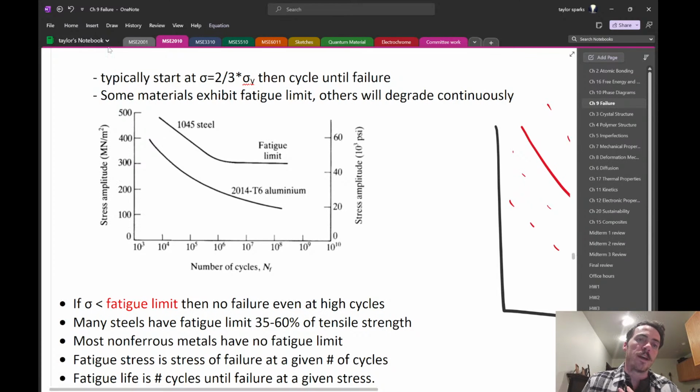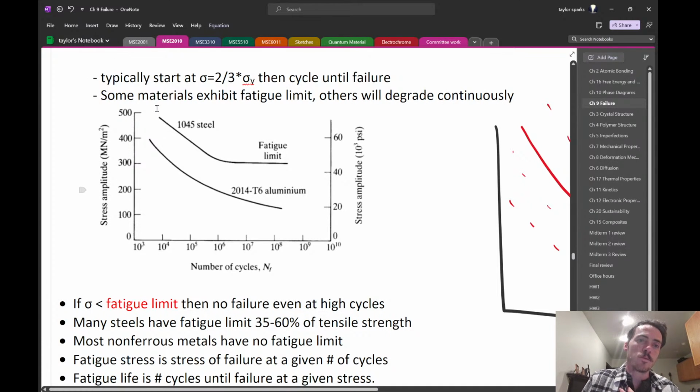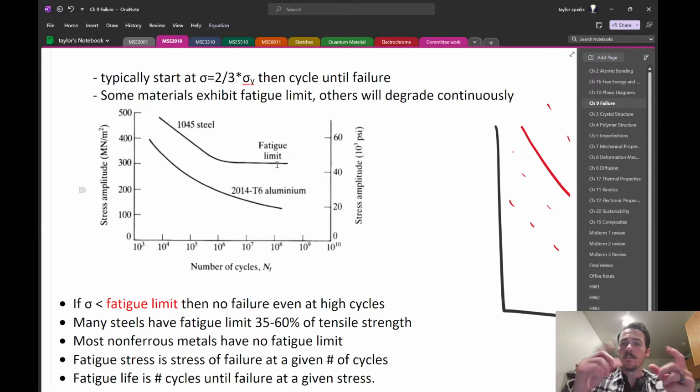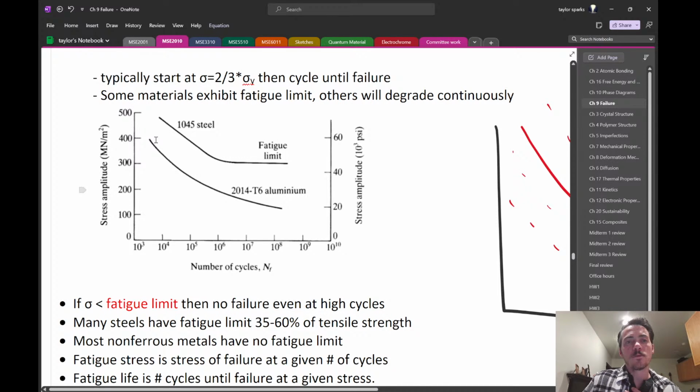Steel will get weaker and weaker. This 1045 steel will get weaker and weaker until a certain point that is called its fatigue limit, 300 megapascals. And then you can keep on cycling that thing as long as you want. It's not getting weaker. It's gotten as weak as it's going to get, and then it's done. Whereas aluminum, most aluminums will just continue to get weaker and weaker. And the example we gave was the paper clip, where we just flexed it until it eventually broke.